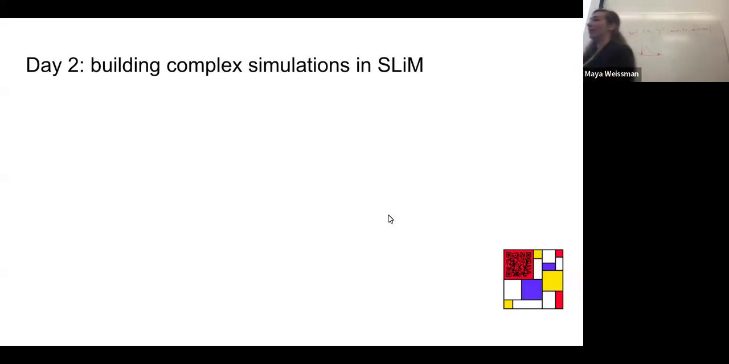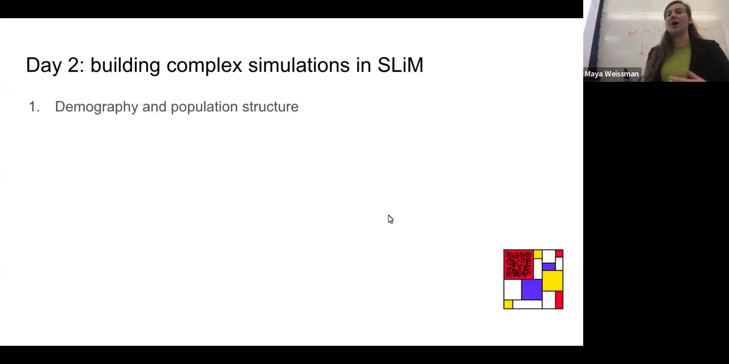All right, so today is kind of the meatiest day because we're going to be talking about building complex simulations in SLiM. I'm going to go through a couple of different cases and explain how you might build a more complicated evolutionary scenario than what we looked at yesterday. We're going to start by talking about demography and population structure. So how might you change population sizes or have multiple subpopulations?